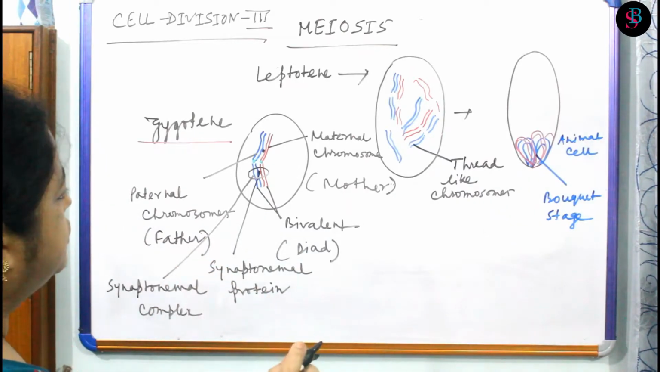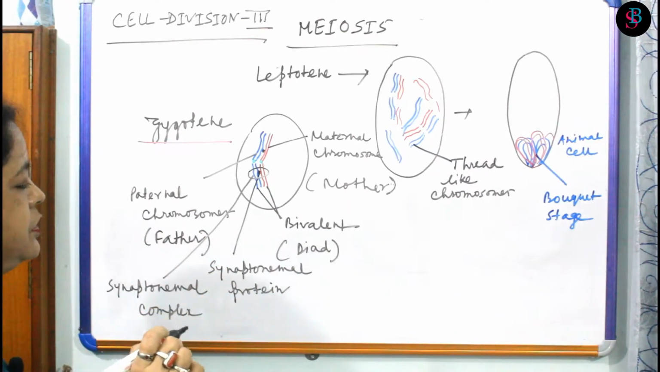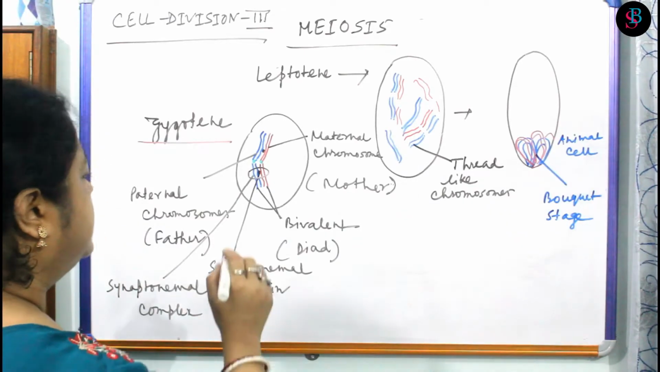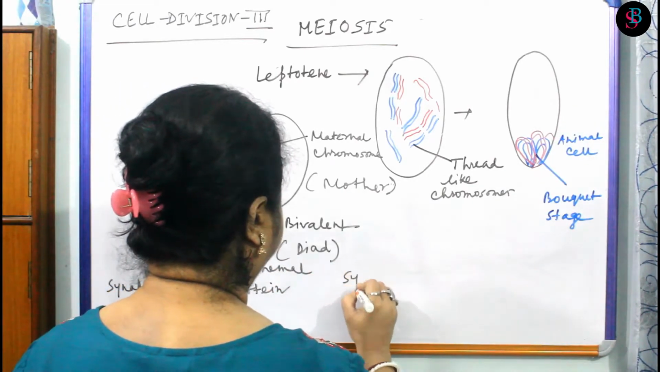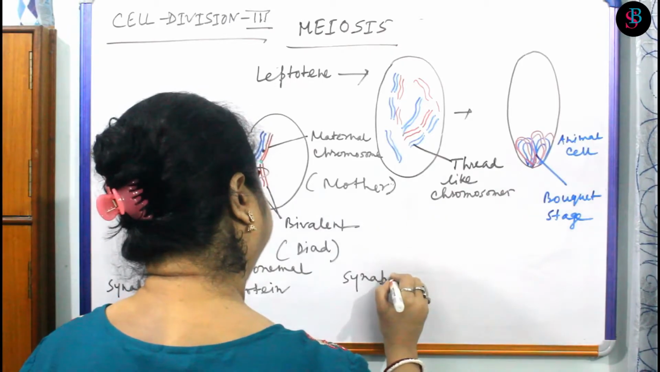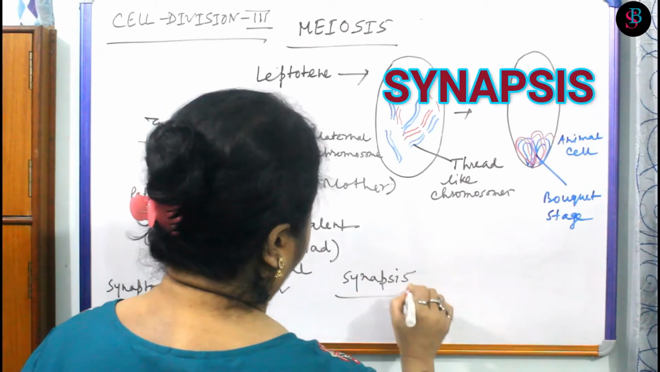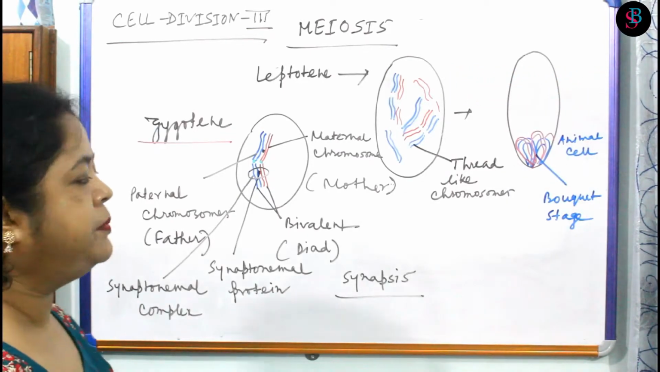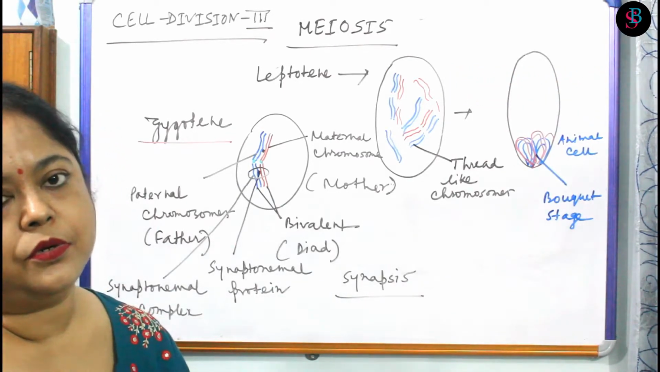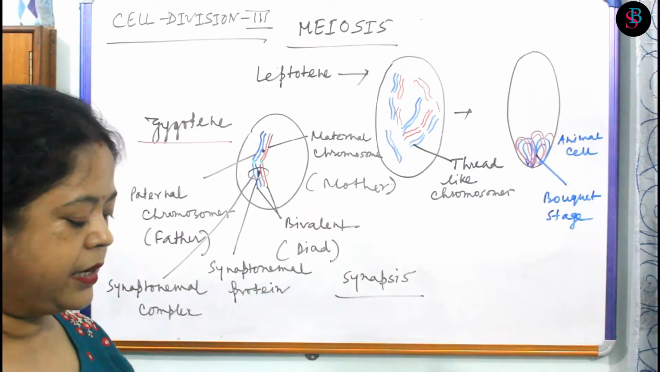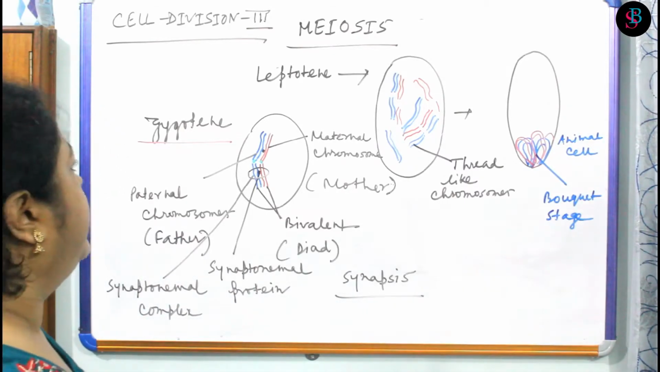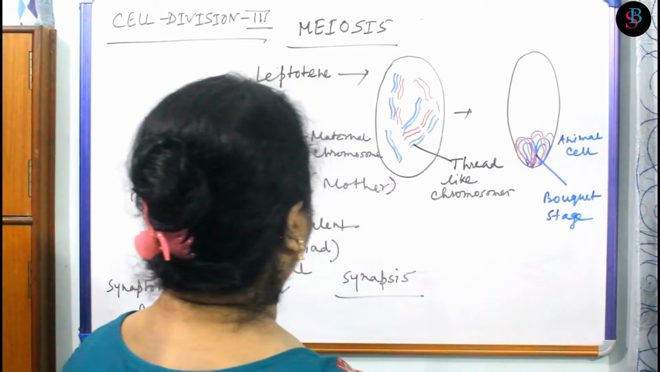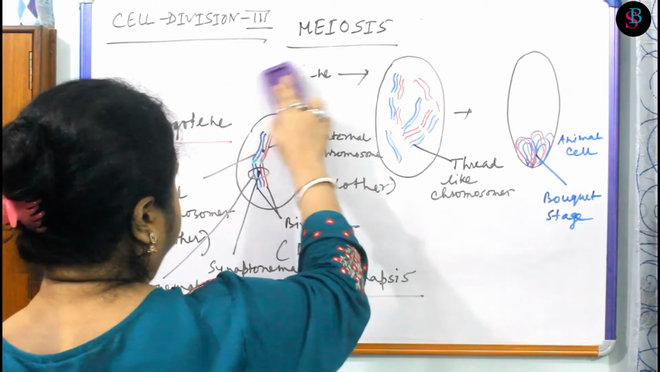And the phenomenon is known as synapsis. That is, the formation of the synaptonemal complex is known as synapsis. So by synapsis, the paternal chromosome and maternal chromosome come closer to each other in close proximity. And next is pachytene. I'm going to the pachytene.